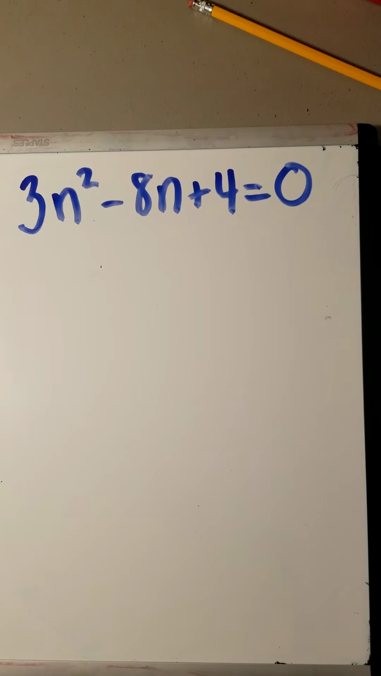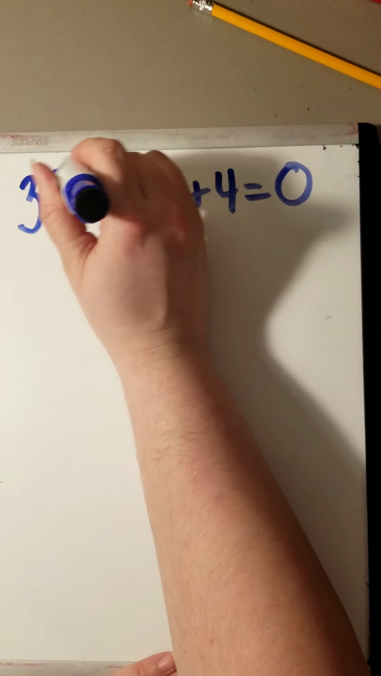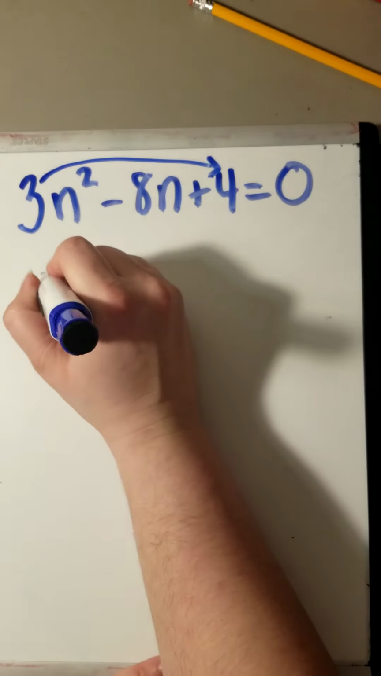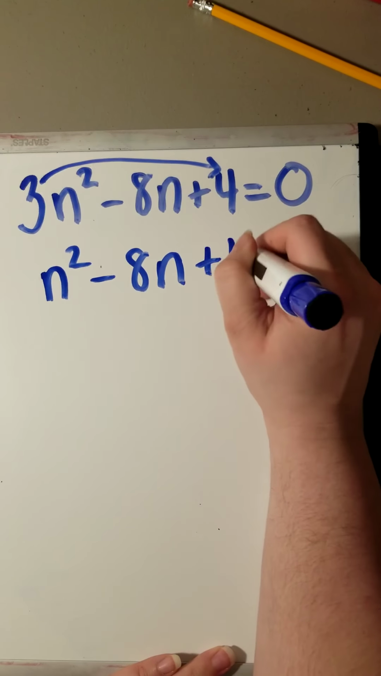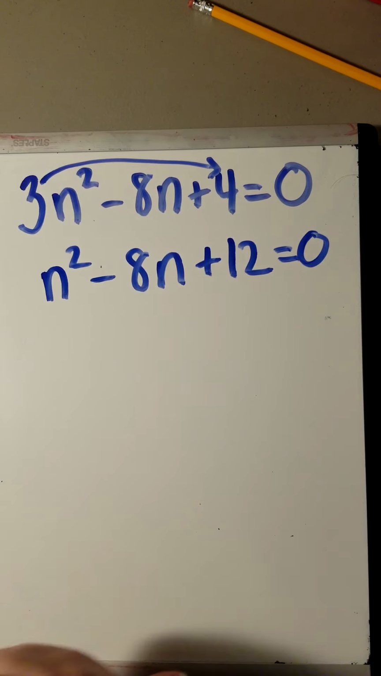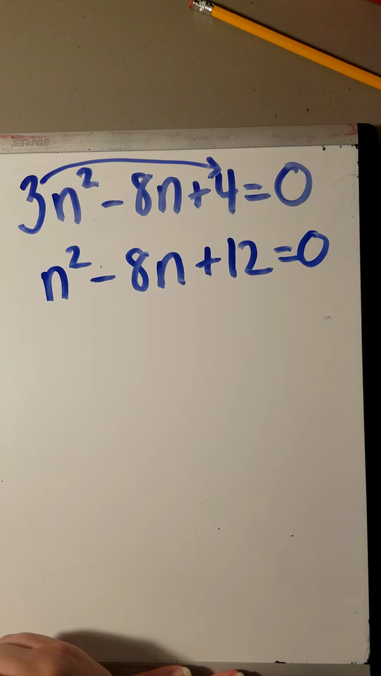Stop here for a second, see if you can get it. Okay, again, first thing you should have done is to multiply. So n squared minus 8n plus 12. And now I split that up into the two cases.